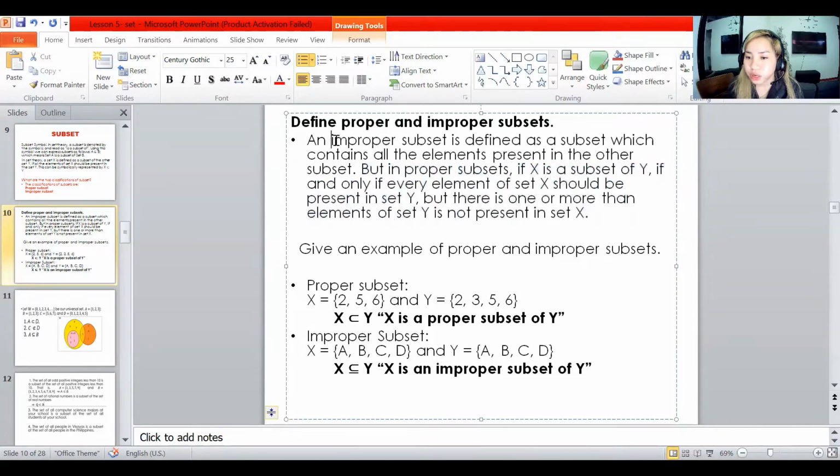Again, kapag po improper subset, equal po yung elements ni X tsaka Y. Dito naman po sa proper subset, yung elements ni X is present dun sa elements ni Y.